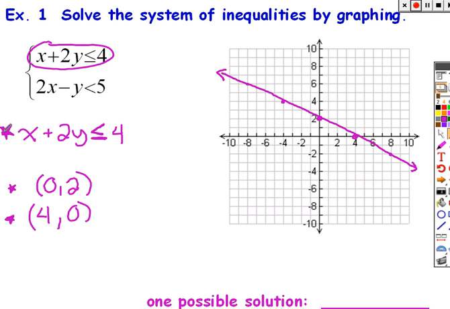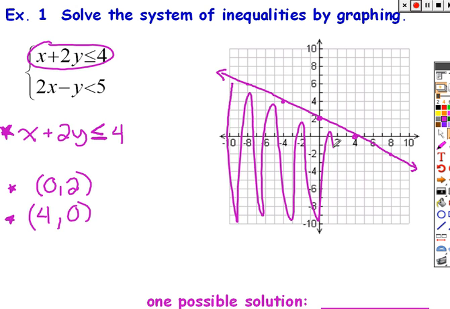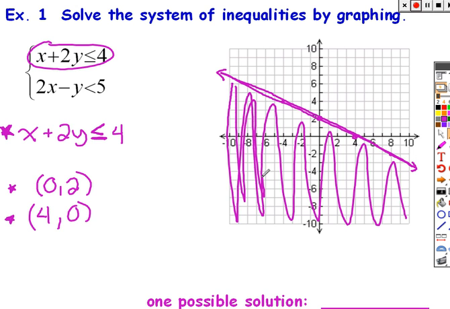If it's less than or equal to 4, I want to shade everything that's less than this line. And the equal part comes into play because any points on this line would make x plus 2y equals 4. So anything beneath, x plus 2y should be less than 4. Any points on the line, x plus 2y equals 4. So that's really the first inequality graphed.